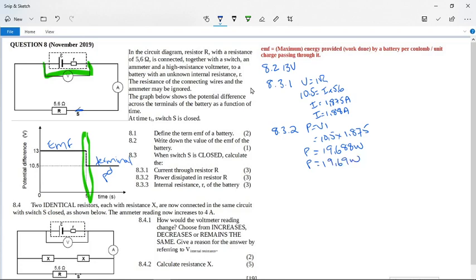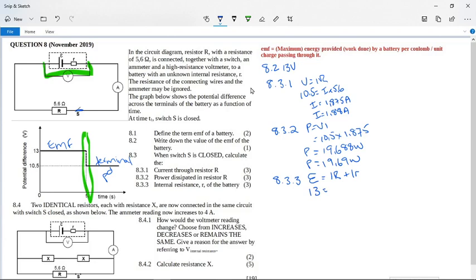And there's a range of values in the memo in case you rounded or not. Now it says to you, calculate the internal resistance, little r, of the battery. So we know the EMF is equal to IR plus Ir, okay? So we know that from the voltmeter, from the graph, when no current is flowing, the EMF is 13 volts.